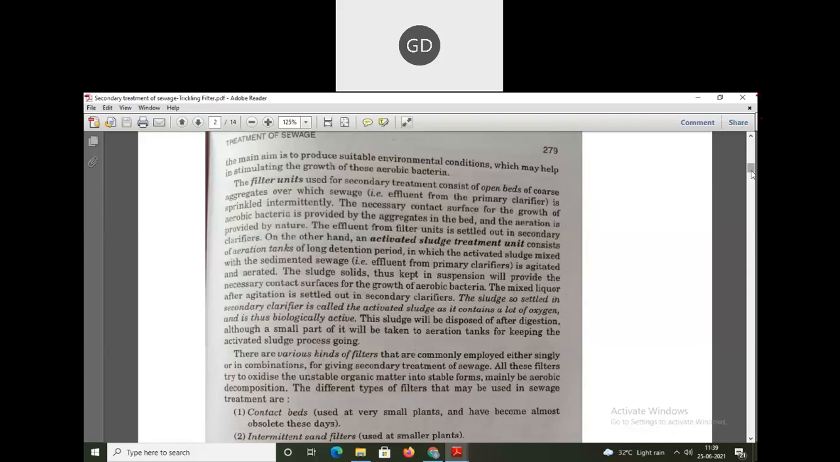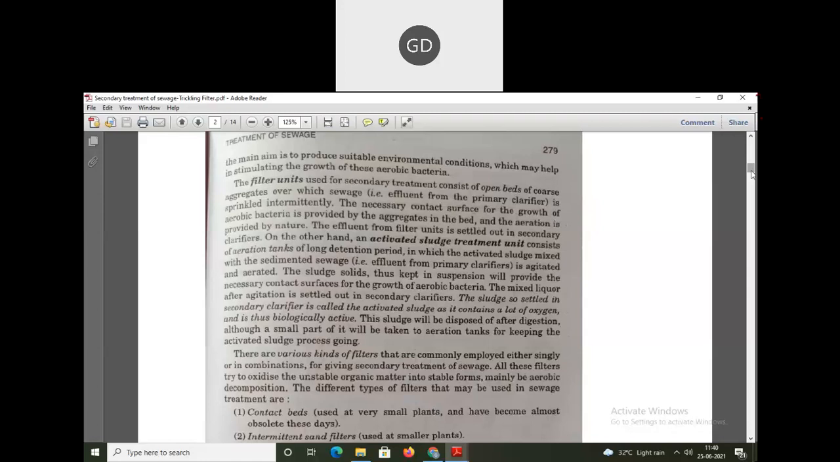After the sewage or wastewater is sprinkled, the contact surface provided by the aggregates of the bed helps in the growth of the aerobic bacteria. The aeration, that is the oxygen, is supplied by nature. The effluent from these filters will easily settle down in the secondary clarifier. That is about the filter units. We have many kinds of filters, like contact beds, intermittent sand filters, and trickling filters, which we will study later.